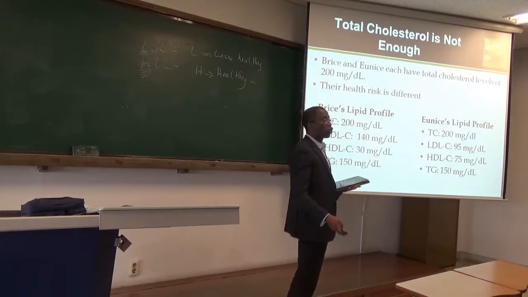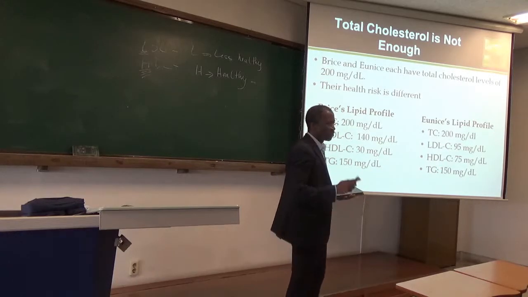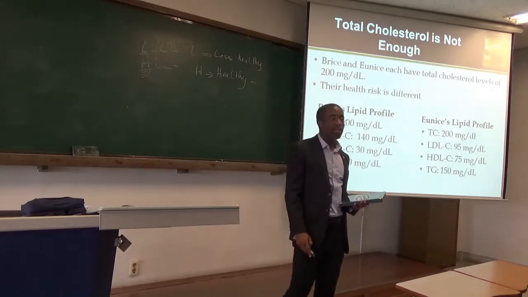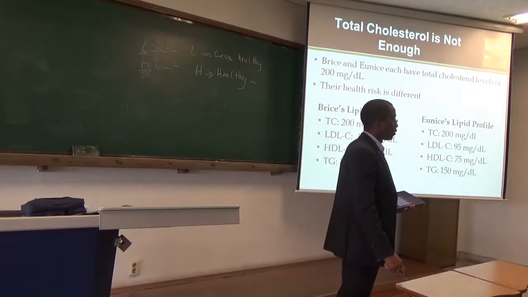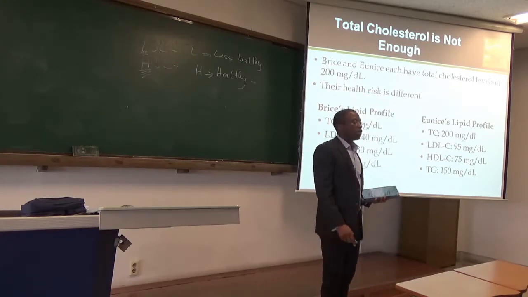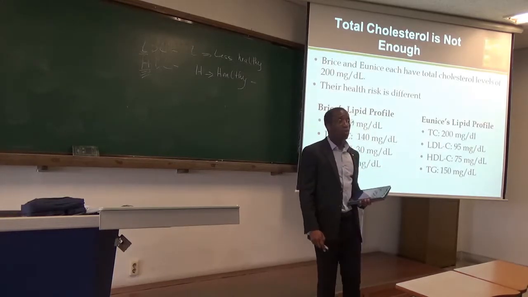Now, we go to the hospital, right, and the doctor gives us our lipid profile. Total cholesterol 200, Eunice total cholesterol 200. LDL cholesterol 140, Eunice LDL 95. HDL 30, Eunice HDL 75. Okay, forget about the triglycerides. Anyway, they are the same, so we can just cancel them out. Okay? So now, who is at risk of developing coronary heart disease?